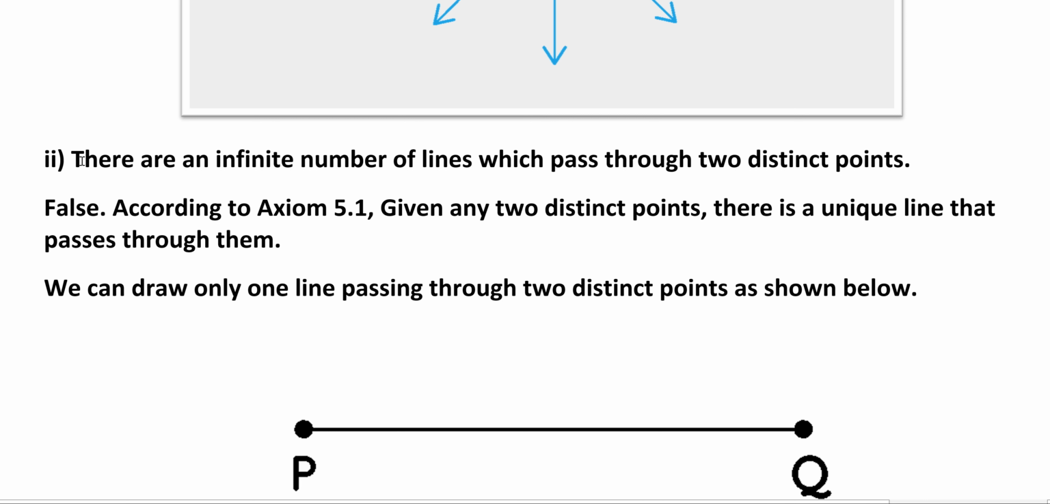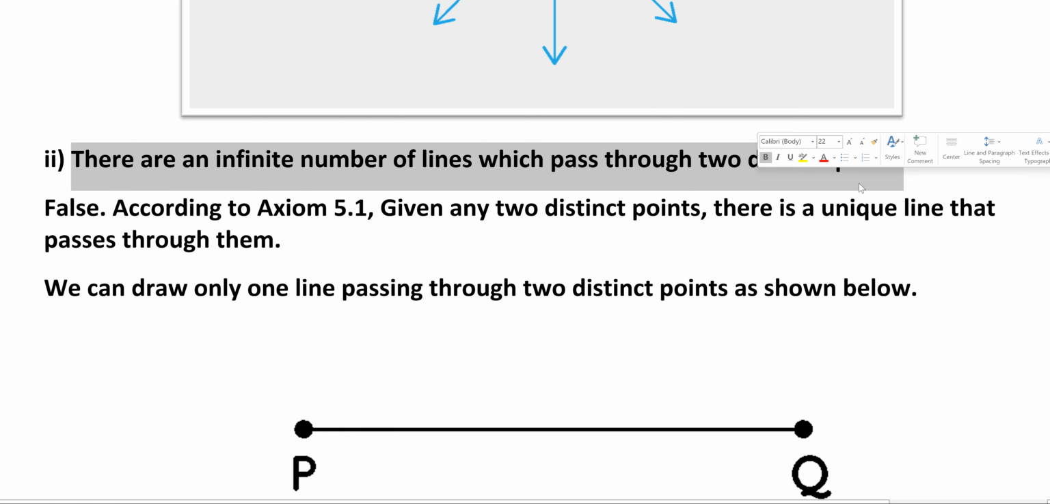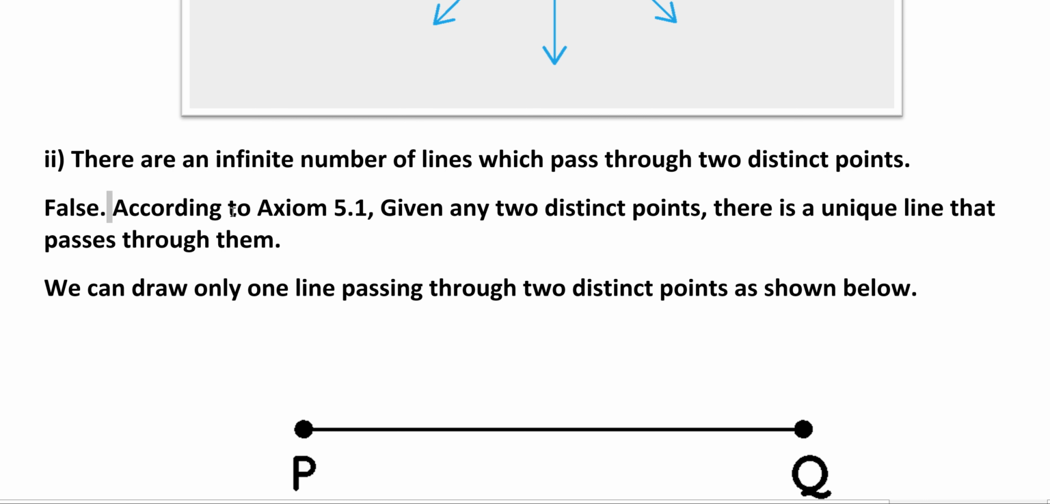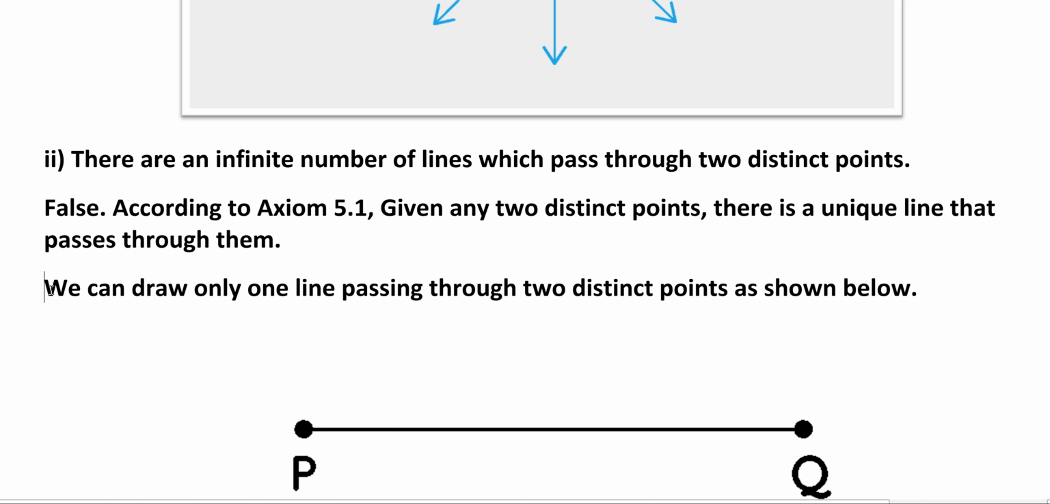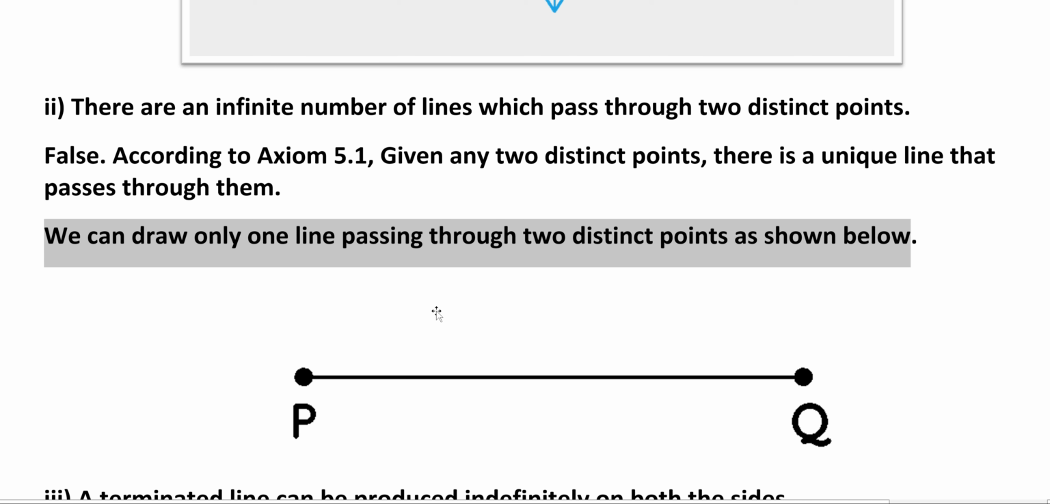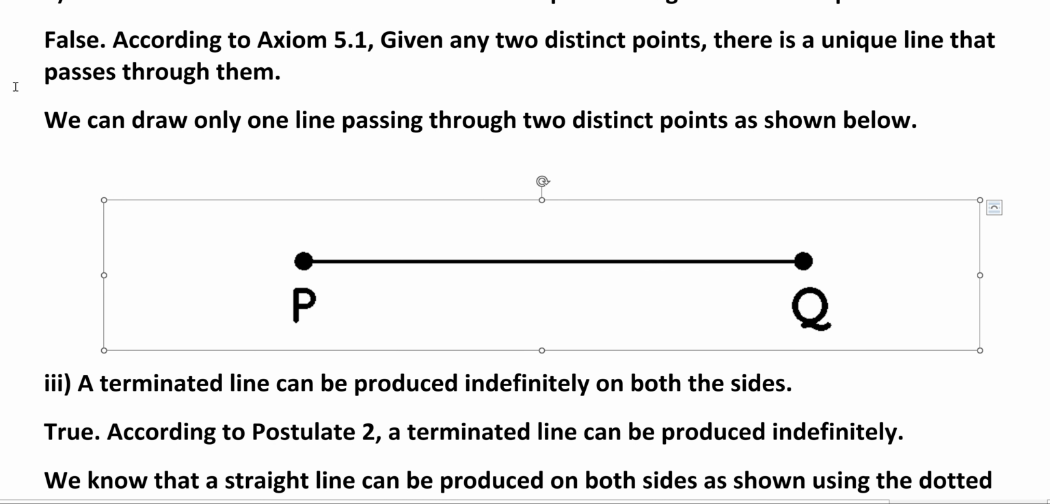There are an infinite number of lines which pass through two distinct points. False, according to axiom 5.1, given any two distinct points, there is a unique line that passes through them. Only one line can pass through 2 points. In between 2 points only one line. We can draw only one line passing through distinct points as shown below. This is the example PQ. In between 2 points, only one line we can draw.